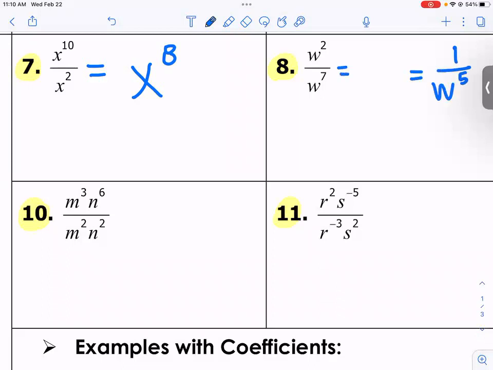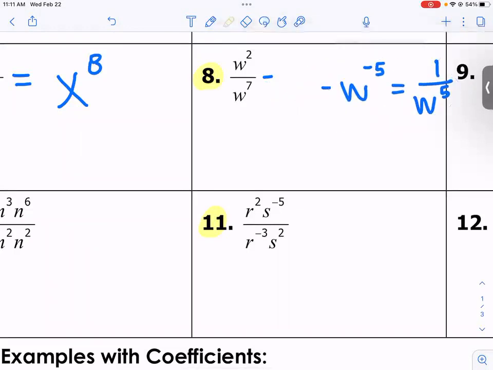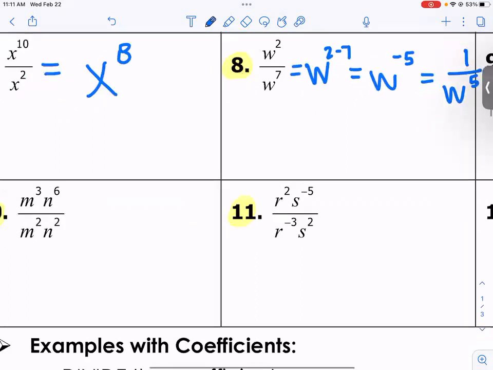Okay, now I think some of you did some work and then erased it. Some of you showed your work. Okay, but why is the w to the 5th in the denominator? I'm confused. Okay, when we subtract 2 minus 7, we get a negative 5. When we take 2 minus 7, we get a negative 5 for our exponent. So we have to rewrite it as 1 over w to the 5th. Thank you, Bella.